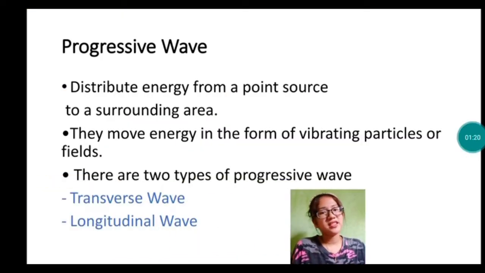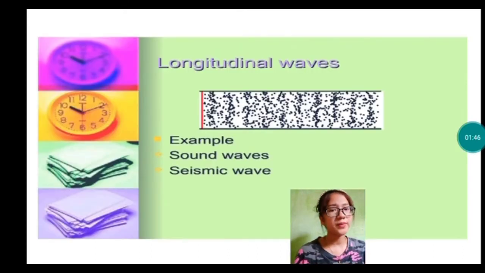Progressive waves distribute energy from a point source to a surrounding area. They move energy in the form of vibrating particles or fields. There are two types of progressive wave. Transverse waves oscillate perpendicular to the direction they advance. Longitudinal waves have vibration along, or parallel to, the direction of travel. Longitudinal wave examples are sound waves and seismic waves.